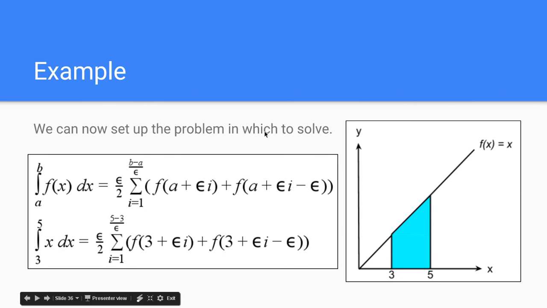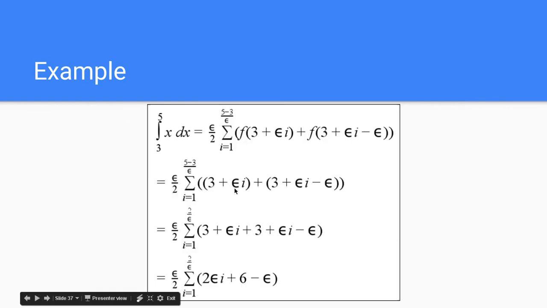We can now set up the problem to solve. This is the formula we derived earlier. If we're going to integrate from 3 to 5 with respect to x for the function x, we're going to take this formula and substitute everything in. As you can see, I substituted in the b, 5 minus 3. For the a's, I substituted in 3. And now we can actually solve it using this formula.